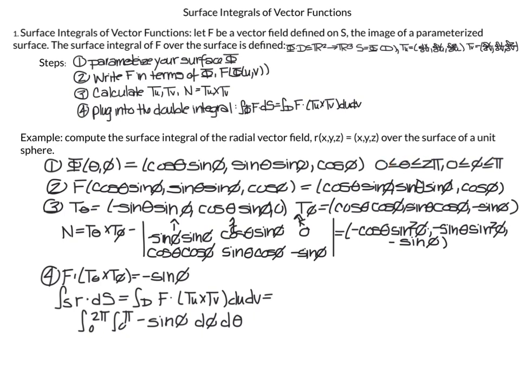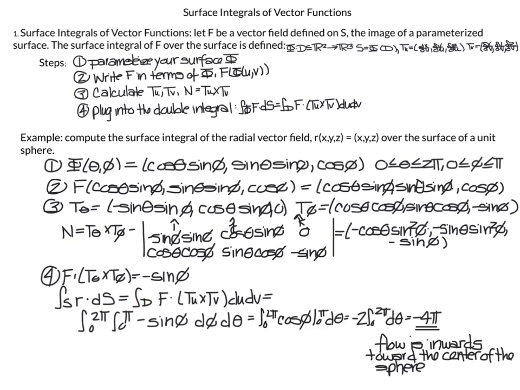I have my limits of integration here. Theta goes from 0 to 2 pi, and phi goes from 0 to pi. I have my f cross my tangent vectors. So here it is. The rest is just integration and calculation. One comment I do want to make is that flux, which is the same thing as flow, is negative here, which indicates flow is inward towards the center of the sphere. A positive flux or flow means things are escaping the sphere.